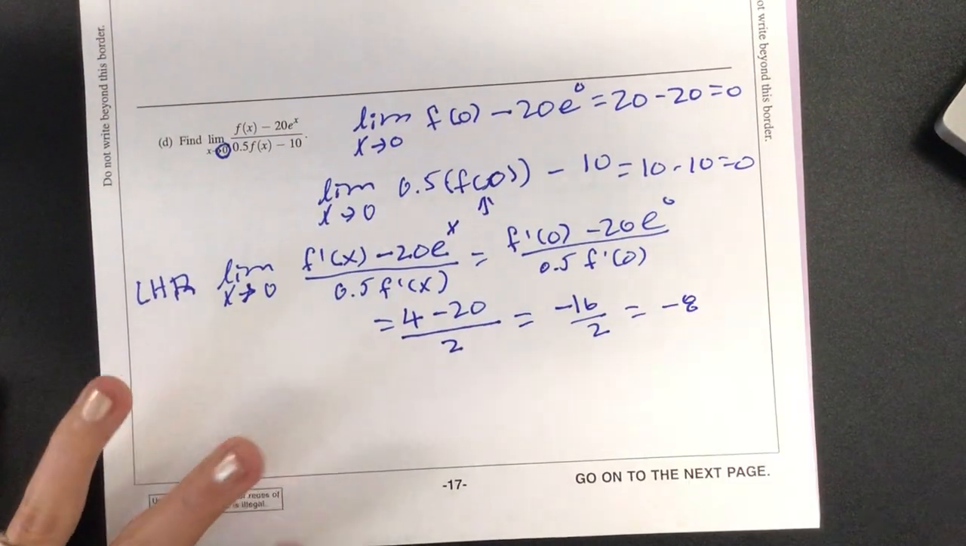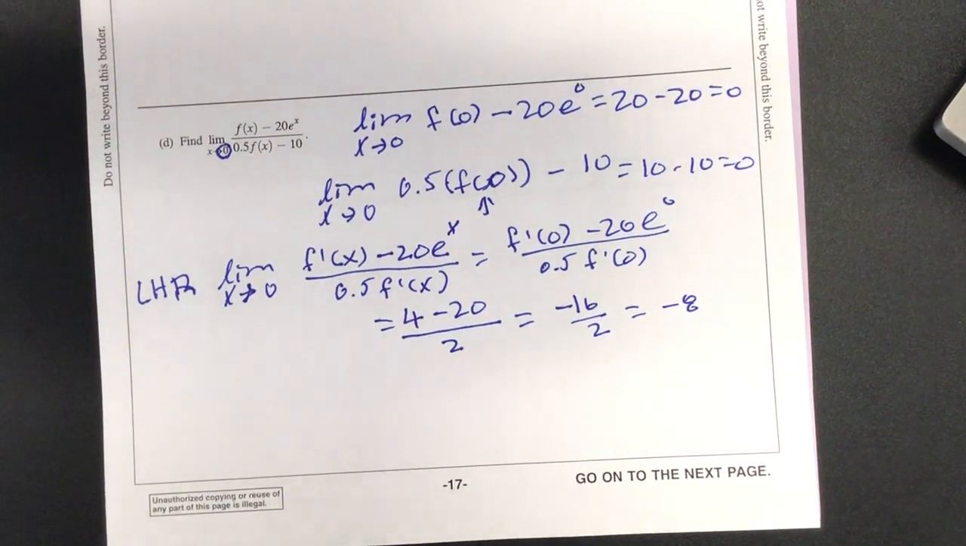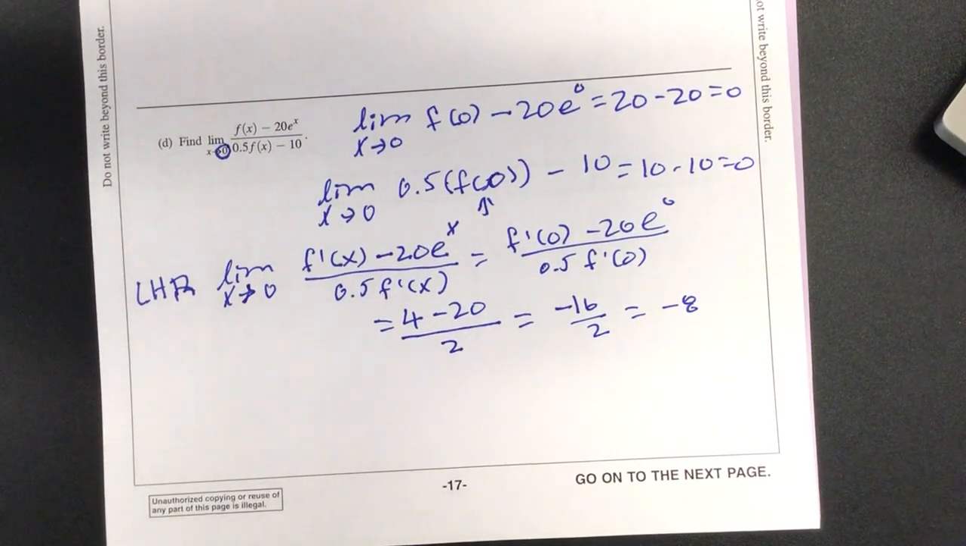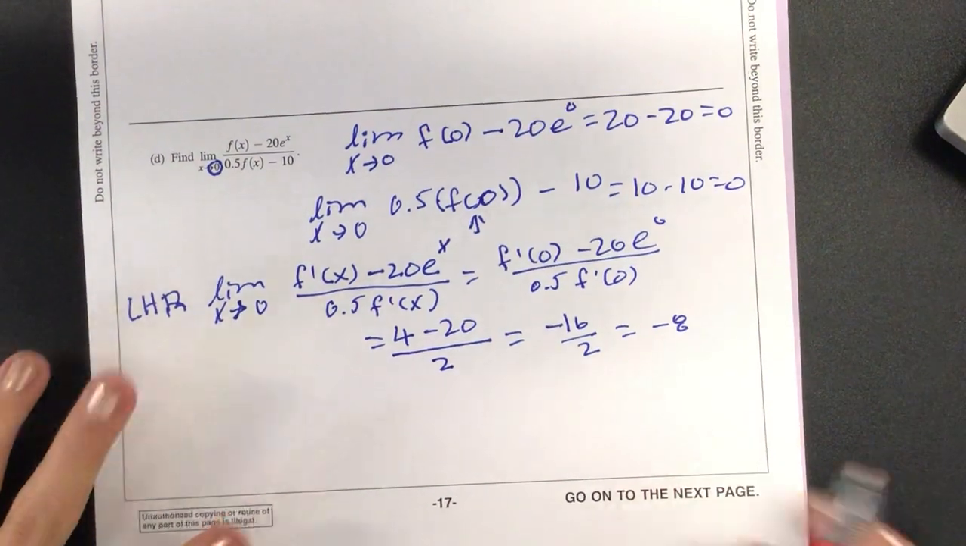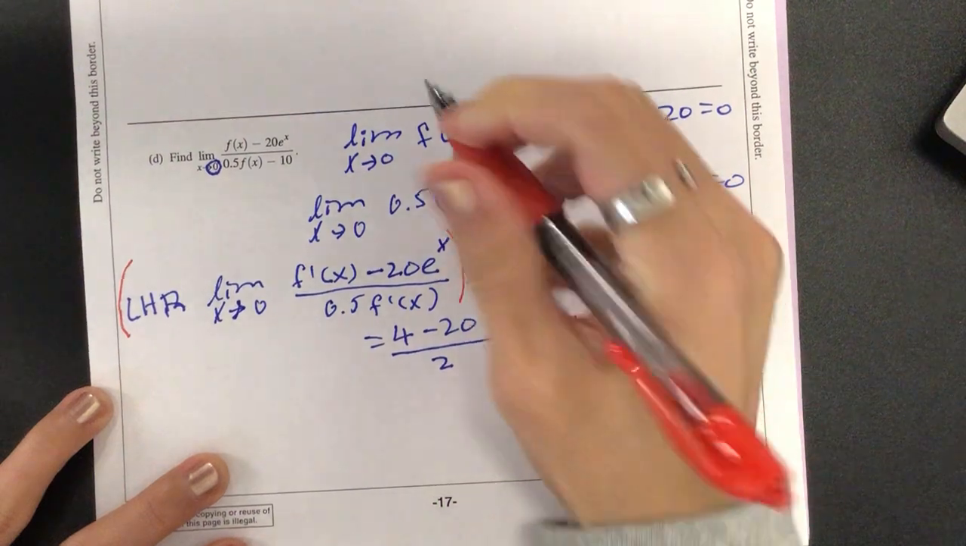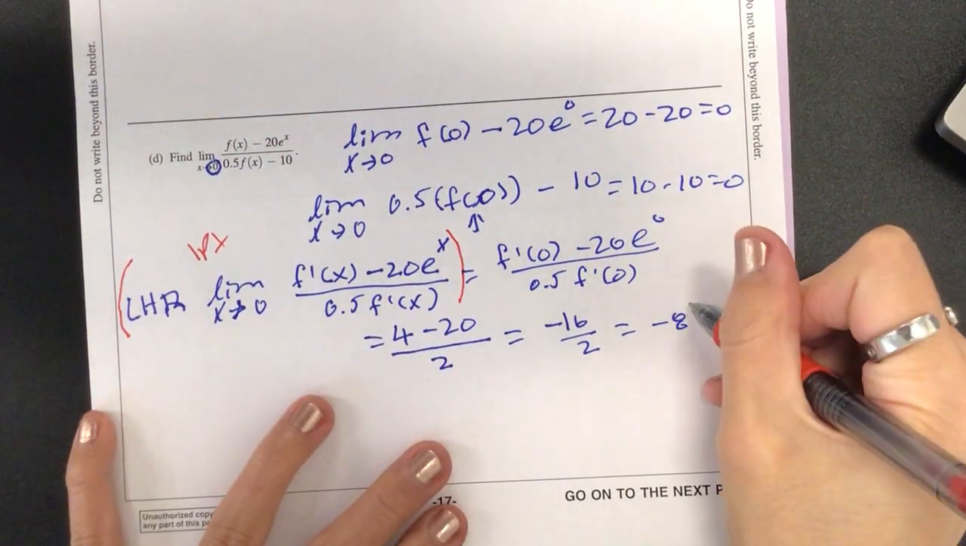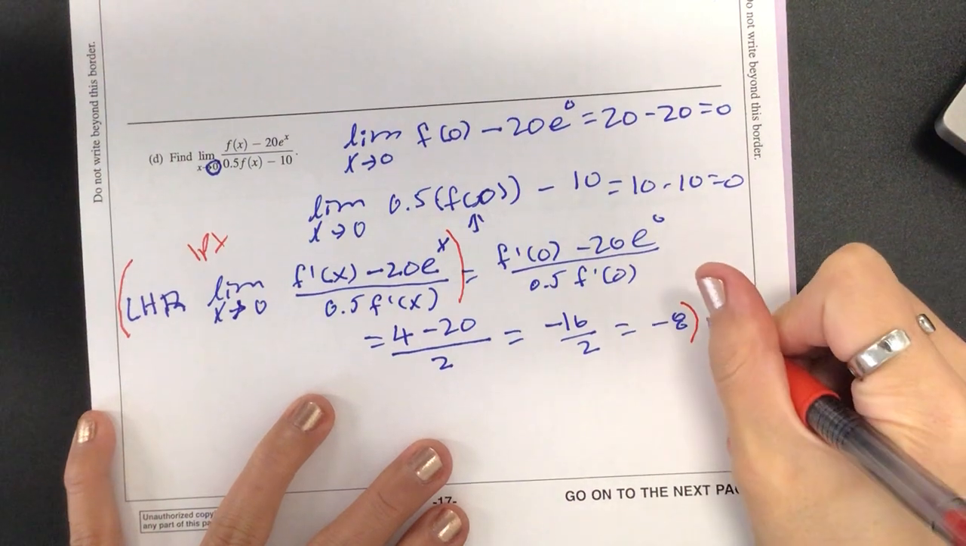Negative 8. So then, this one did not say explain. If you want to write on there, the limit is negative 8, go for it, if time allows, but you don't have to. So here's our point system. Using L'Hopital's rule correctly and deriving it, that's 1 point. And getting to negative 8 is another point.